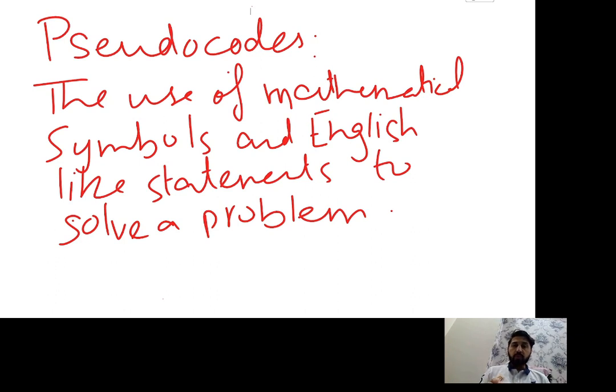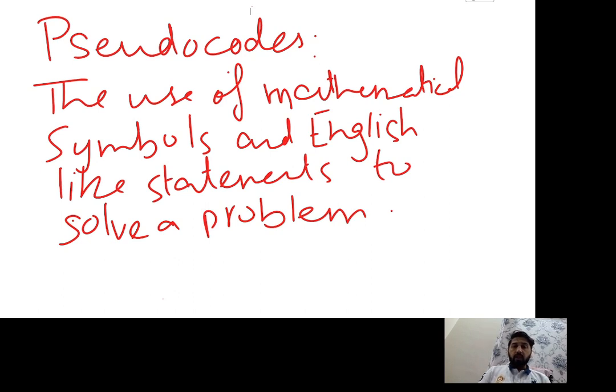Now what is pseudocode? You know that there are two types of programming language, high level language and low level language. High level language is closer to human beings and far from the computer, while when we talk about low level language, it consists of binary language, zeros and ones.